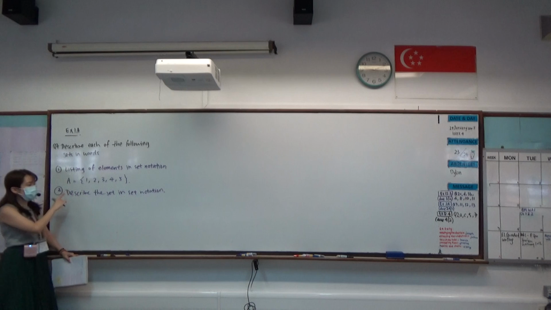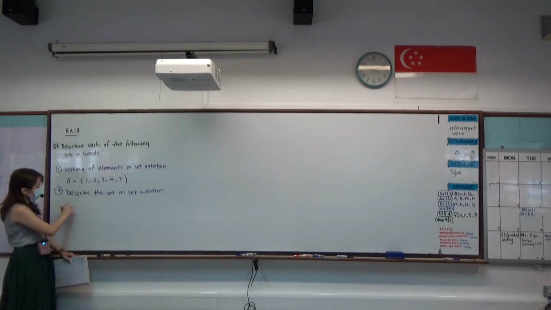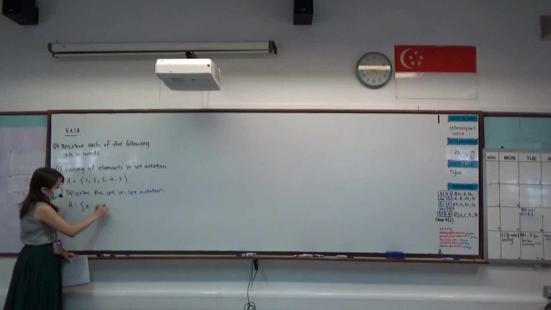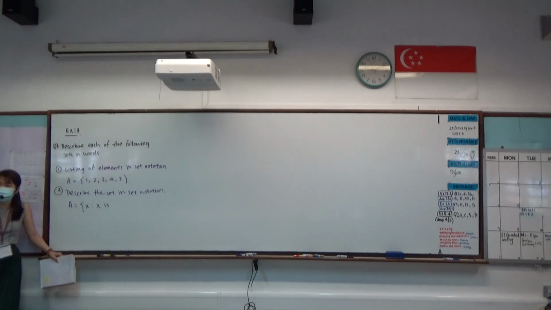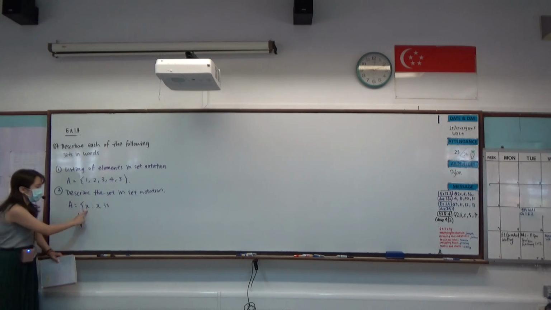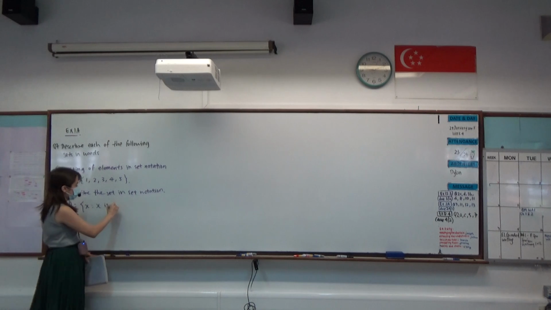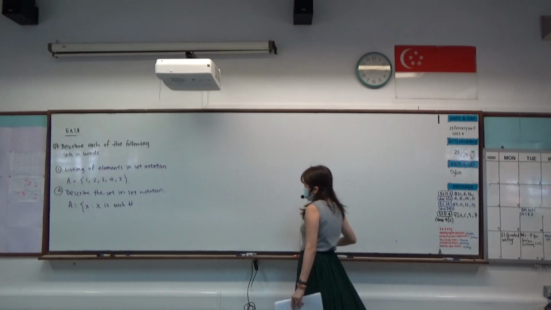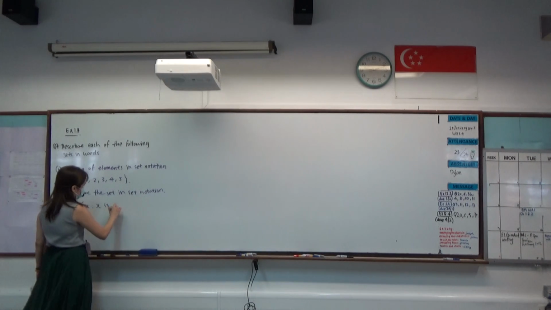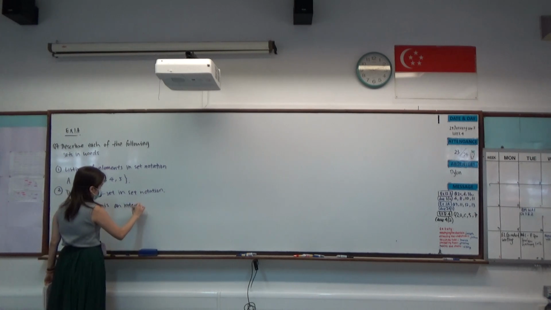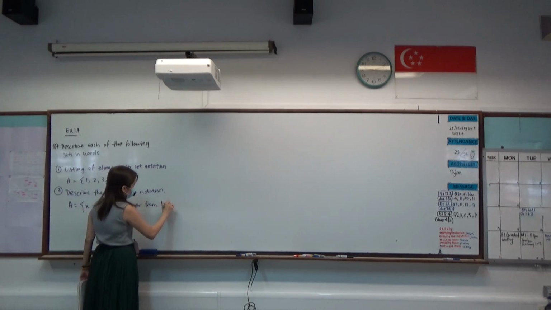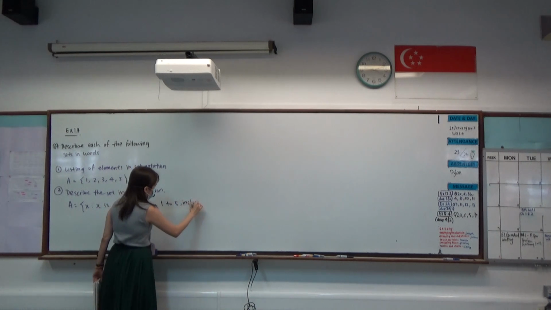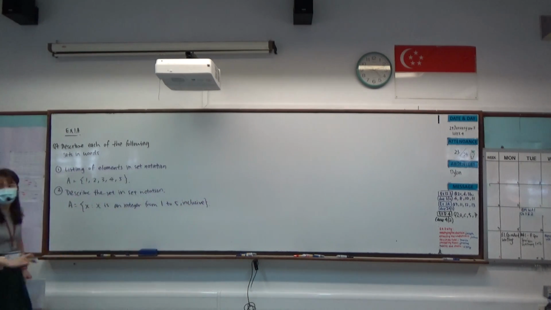Okay, so they use the word describe and then set notation, then you will say something like this, which is what most of you are confused about. So we say A equals the bracket, x is the element, x is such that x is an integer from 1 to 5 inclusive. Okay, so this is what we call describe the set in set notation.